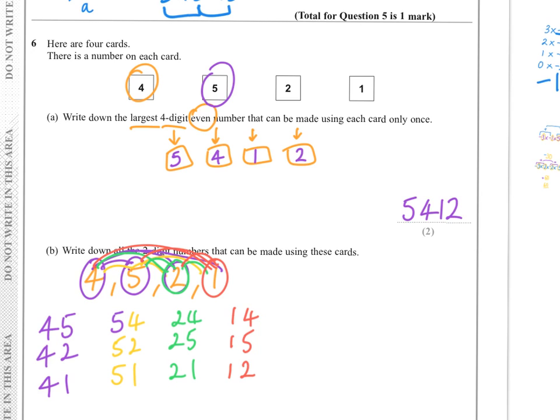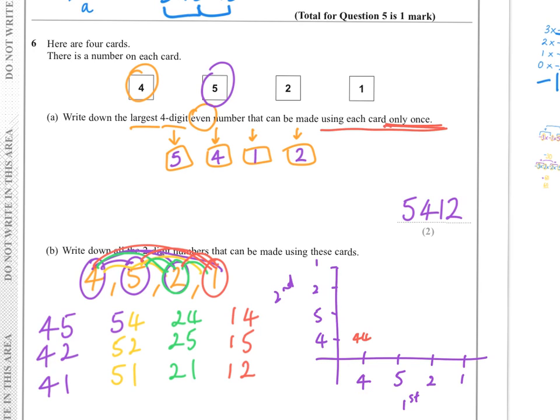And another way you can do this, if you are stuck, is to just label the numbers 4, 5, 2 and 1 down the side for your first choice, and then do 4, 5, 2 and 1 for your second choice, and then you could do all the combinations. And you know that 4, 4 would not be allowed, because once you choose a card, then it's chosen, so you can't choose the card twice. Although it doesn't say that in part B, it does say it only once here.